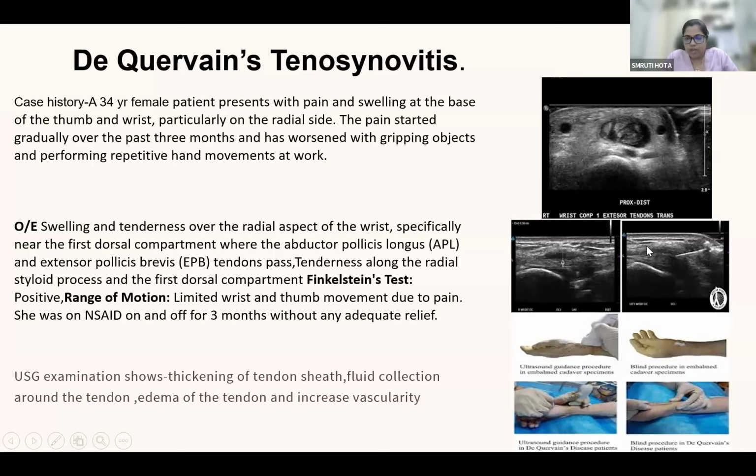And when it is acute, you can see increased thickness in the ultrasound on the long axis also, and you see there is some hypoechogenicity over the tendon sheath also.